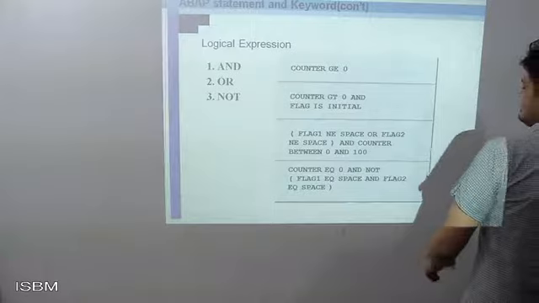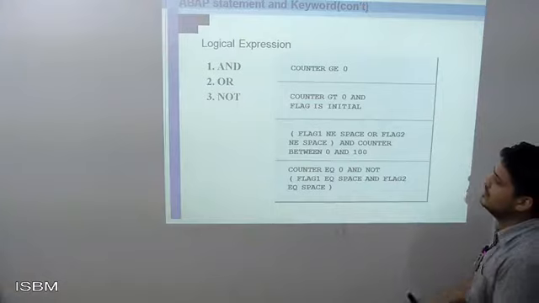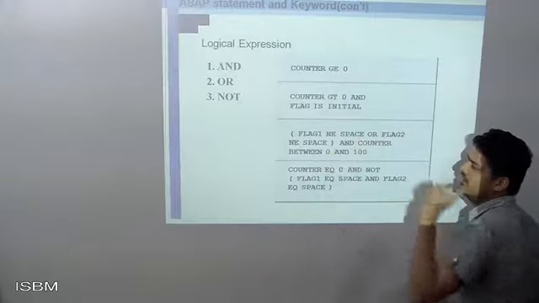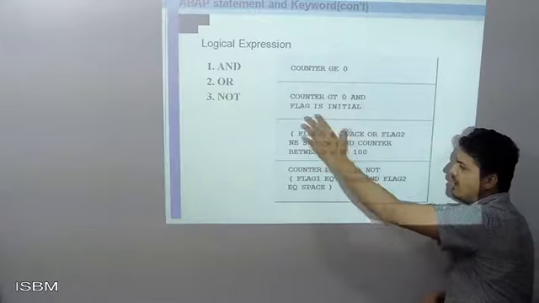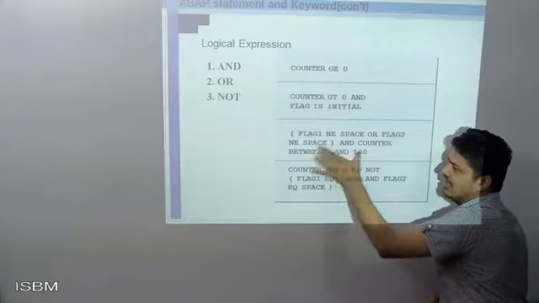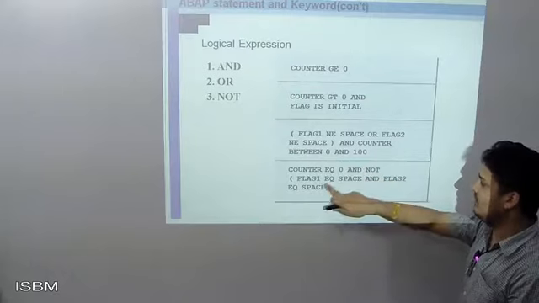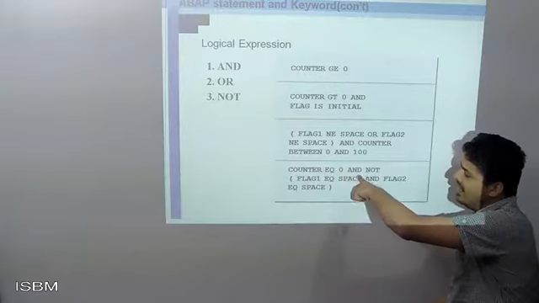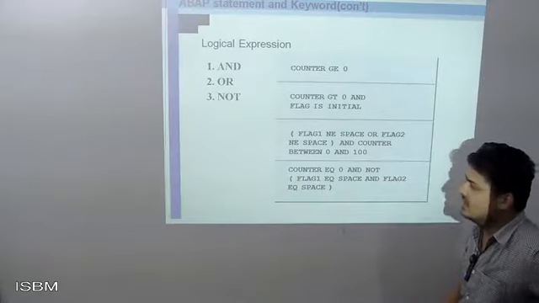See here, I can show you that they have used OR and AND. In this condition, one condition has to be satisfied, and counter between 0 and 100. So in the OR part, one condition has to be satisfied, and after the AND, the entire condition has to be satisfied. Then I have counter equal to 0 and not flag. Counter equal to 0 has to be satisfied, and the other condition also has to be satisfied, then only it will go ahead, otherwise it will give you a dump.